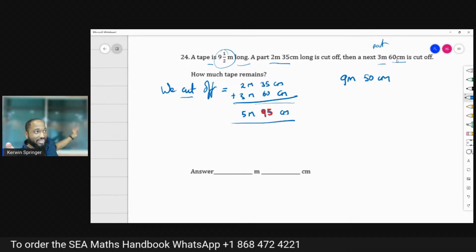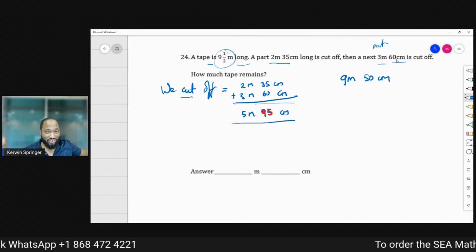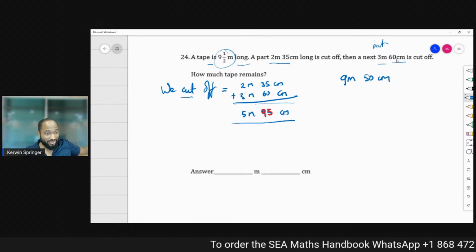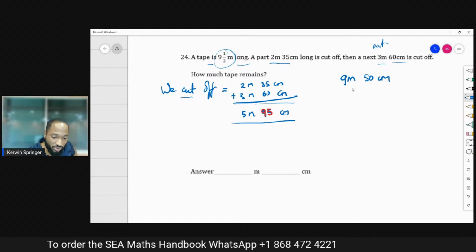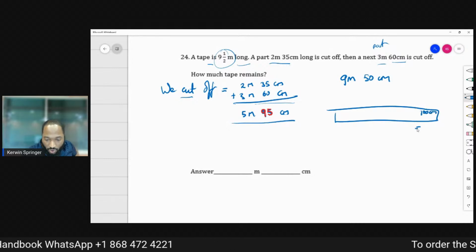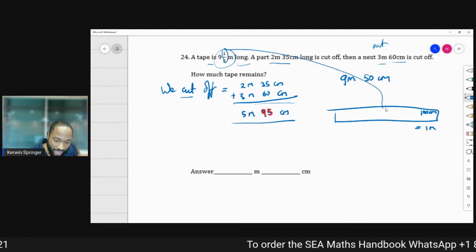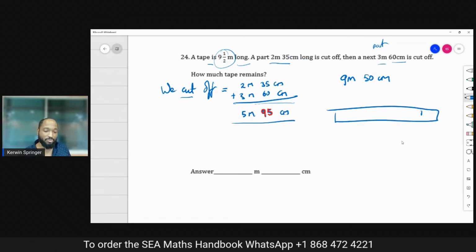So, that meter rule, they call it a meter rule, and it has 100 centimeters on it. They have 100 centimeters on the meter rule. So if 100 centimeters make 1 meter, then half of a meter has to be 50 centimeters. That makes perfect sense to me.